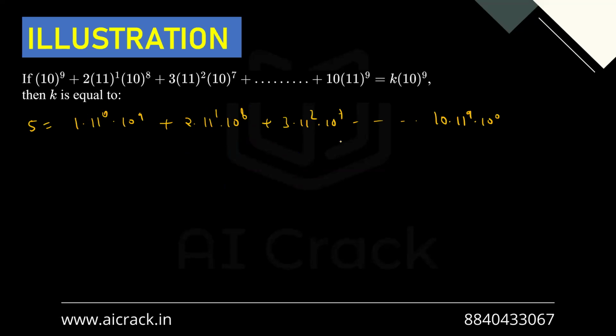So let's multiply 11 by 10 in the entire equation. So that would give us S times 11 by 10. Writing the first term over here, that would become 1 dot 11 is power 1 dot 10 is power 8.